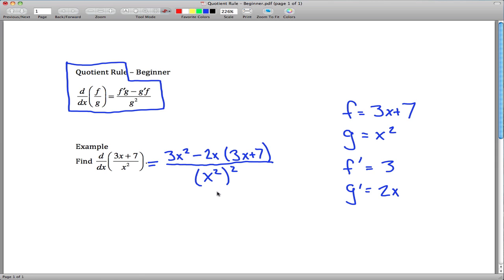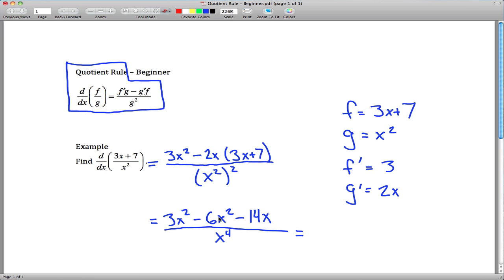Again, it's probably not a bad idea to simplify a little bit. We could rewrite this as 3x squared minus, distributing this negative 2x through, we get minus 6x squared minus 14x. Be careful with that. A common mistake is to distribute 2x through, not the negative 2x. Make sure you don't forget this negative sign right here. And that is divided by x squared squared, which is x to the 4th. When you have exponents raised to exponents, you multiply them. 2 times 2 is 4.